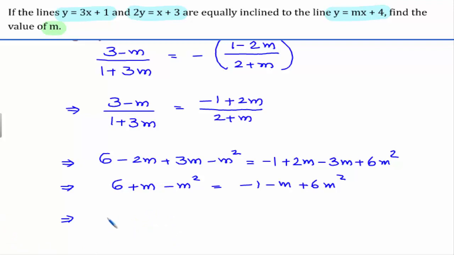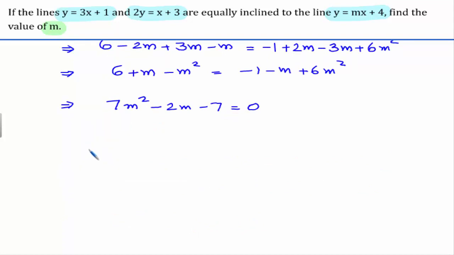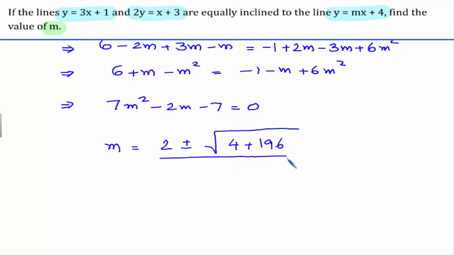Writing all the terms together, 7m square, and if m comes to the other side, minus 2m minus 7 is equal to 0. Now we need to solve this quadratic equation using the formula, which will give us 2 plus or minus square root of 4 plus 196 by 14, that is 2a.